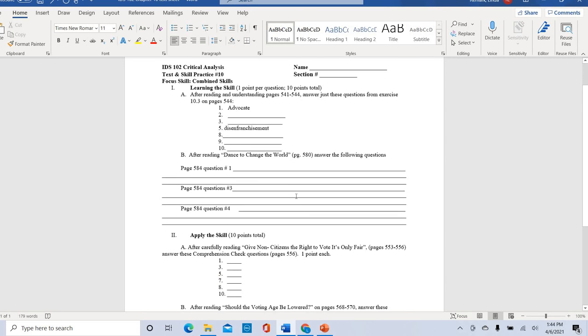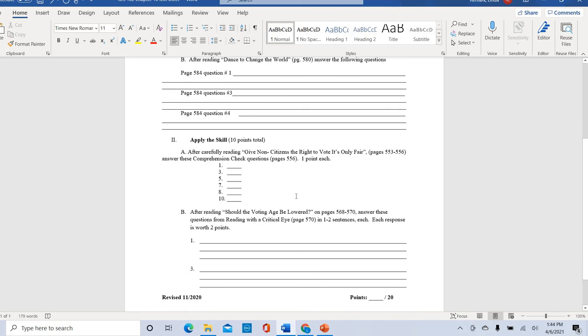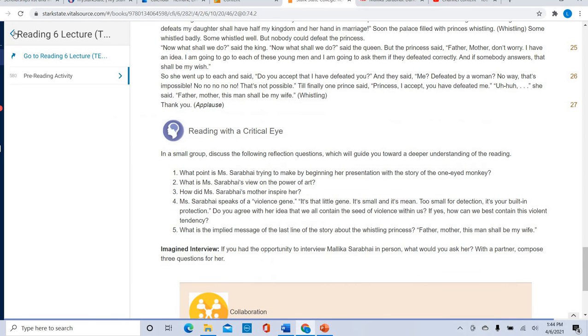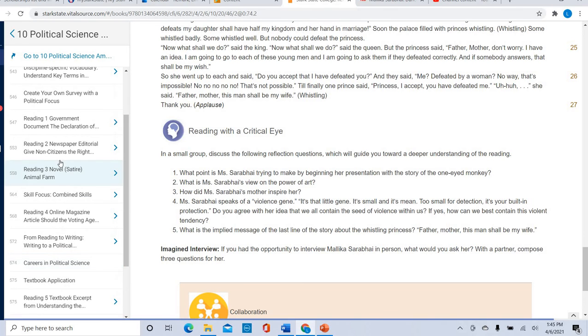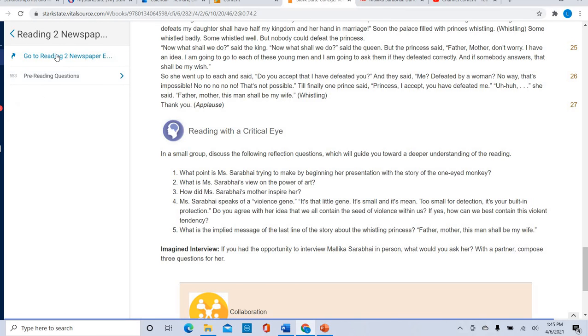Okay. All right, let's go ahead and scroll down. Now we're going to do Roman numeral 2, part A. You're going to read the section called Give Non-Citizens the Right to Vote. It's Only Fair. So I'm going to go back here. And I'm going to scroll up a little bit. Here it is, reading number 2.